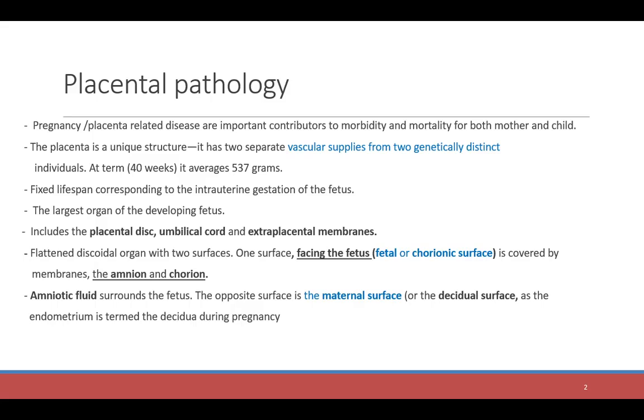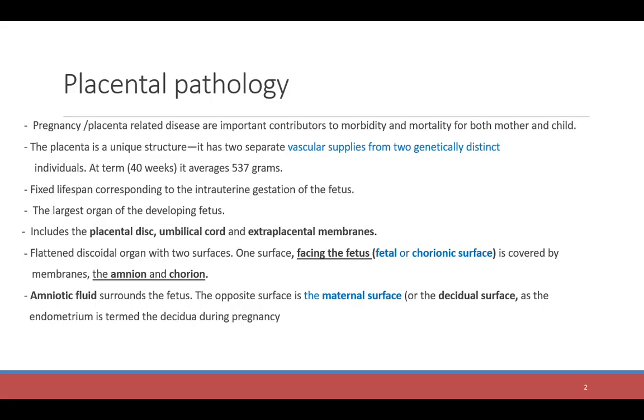Placenta-related diseases are really important because they impose a lot of risk for both the mother and the child. So placental disease is clinically very important. It's a very unique structure. It has two separate vascular supplies from two genetically distinct individuals, the mom and the baby.